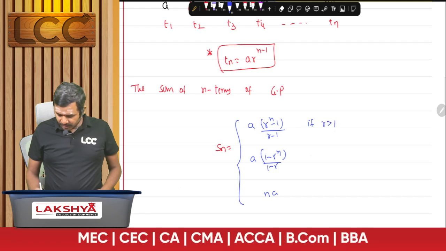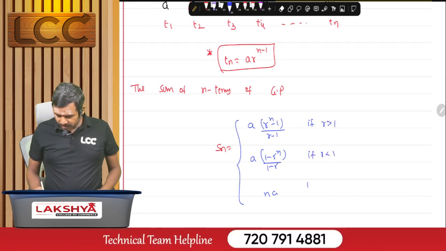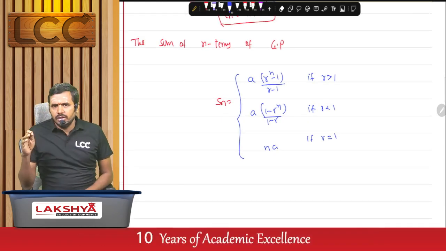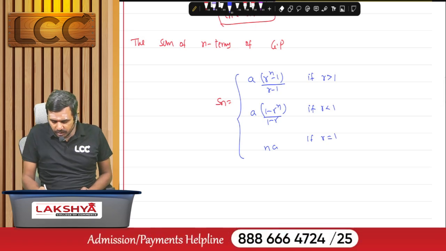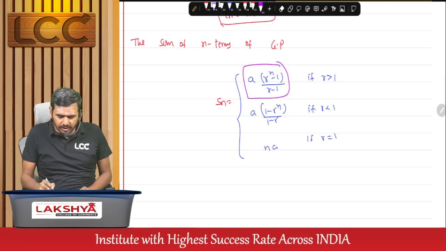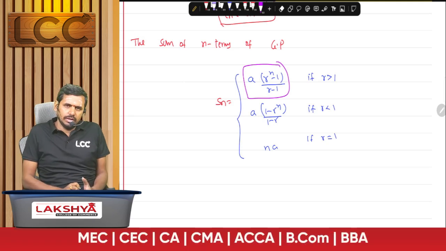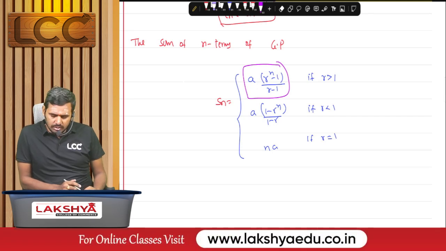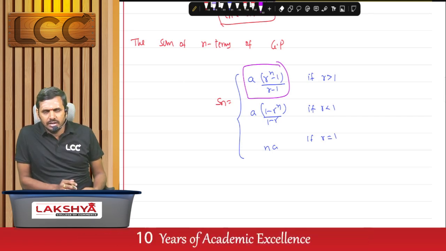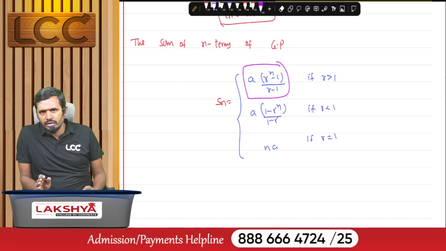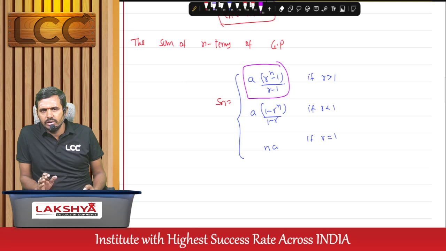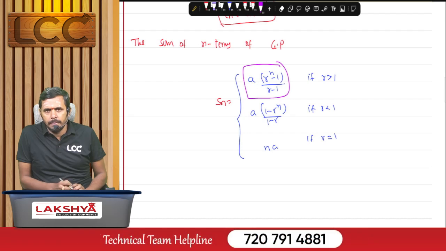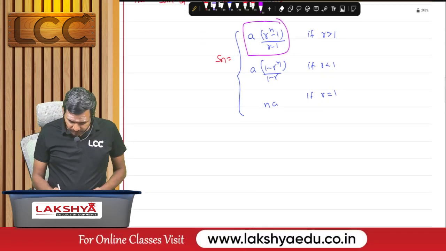If R is greater than 1, this is applicable. R is less than 1, or if R is equal to 1. If R value, common ratio value, is more than 1, then better to apply the first formula for finding the sum of n terms, that is A into R power n minus 1 by R minus 1. If R is less than 1, then A into 1 minus R power n by 1 minus R. If R is more, then we subtract 1 from R. If 1 is more, we subtract R from 1. Remember like that. If R is equal to 1, then we write it as Na. Okay. See, next, sum of infinite terms of GP.